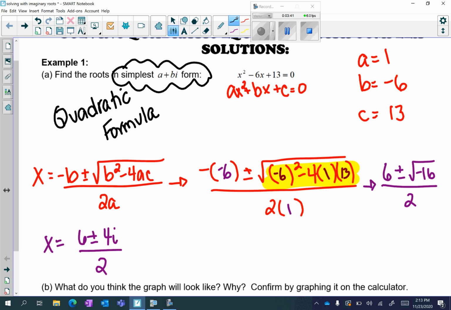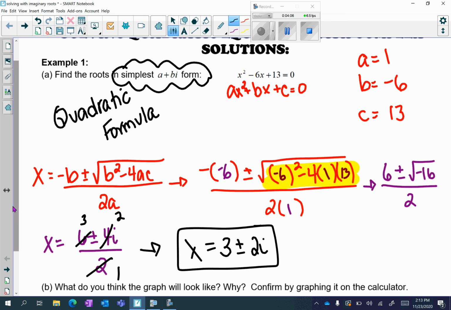At this point, once you've simplified your radical, you can cancel anything that divides by the same number. These all have a GCF of 2, so this becomes a 1, this becomes a 2, and this becomes a 3. So in simplest form, this is x equals 3 plus or minus 2i.